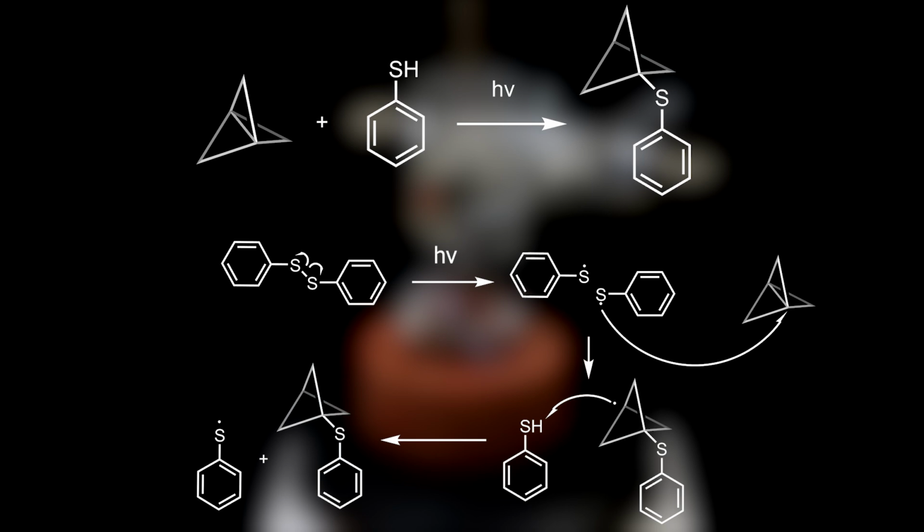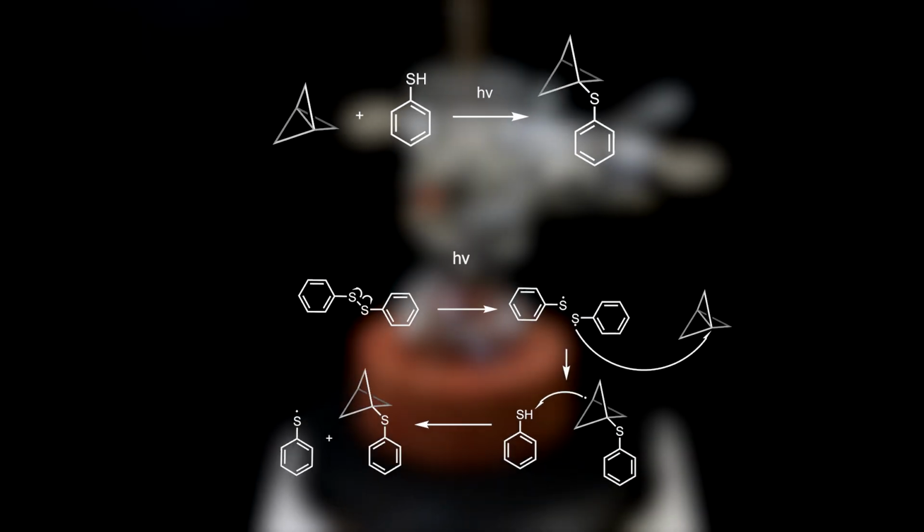In more detail, this reaction involves a radical mechanism that is catalyzed by small amounts of disulfide that are present in the thiophenol. The disulfide undergoes cleavage from visible light and forms 2 thiophenyl radicals. This radical can attack the bridging bond of propellane, after which the intermediate radical takes up a hydrogen from thiophenol, which produces bicyclo-1,1,1-pentylphenyl sulfide and regenerates the thiophenyl radical, which can continue to react with more propellane until all of the propellane is consumed.